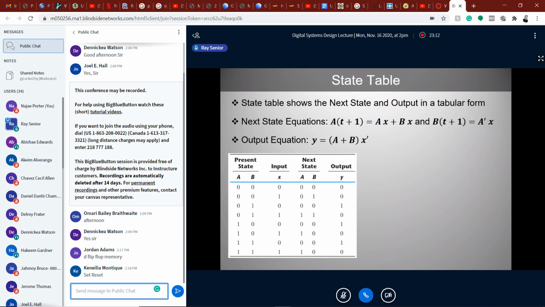We have three variables, and therefore we have 2 to the 3 different combinations. So we have 8 different combinations for those 3 variables. And obviously we know that we go from 0, 0, 0 all the way down to 1, 1, 1. Now, if we put all of these values into the different equations, then we should end up with our next state variables and our output variables.